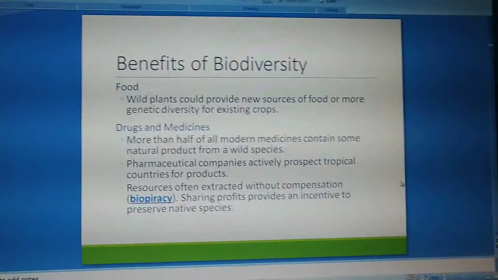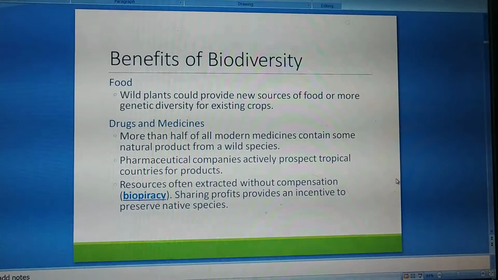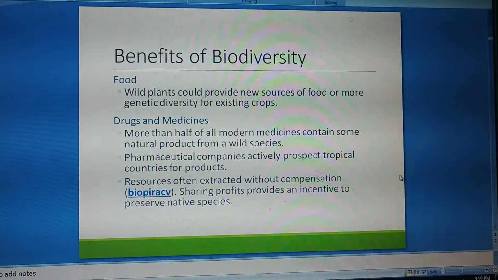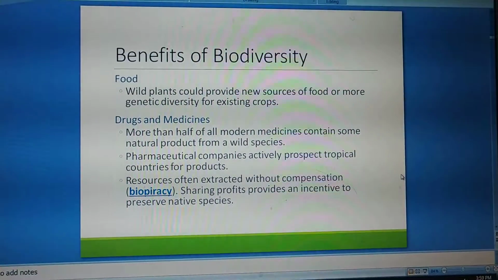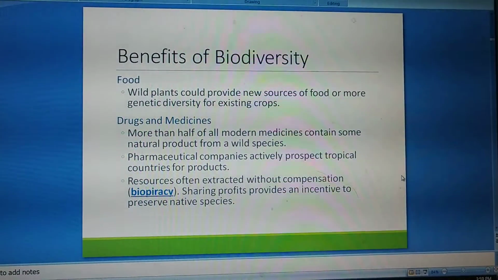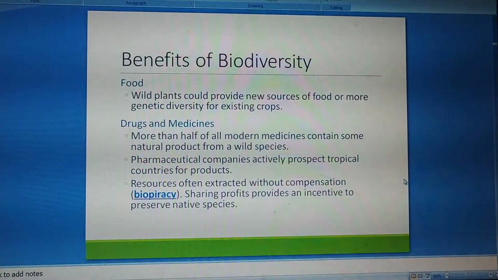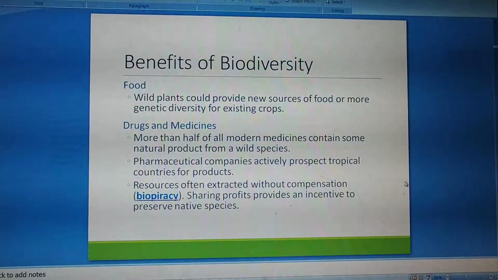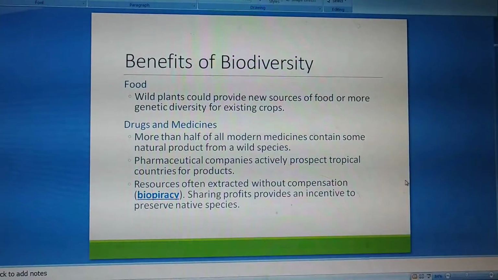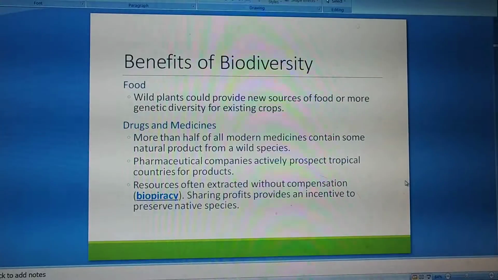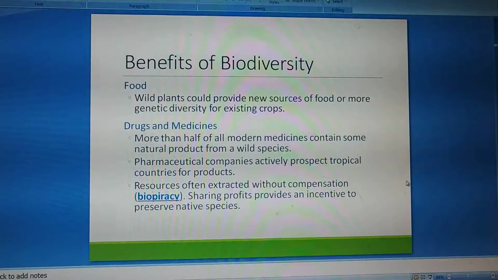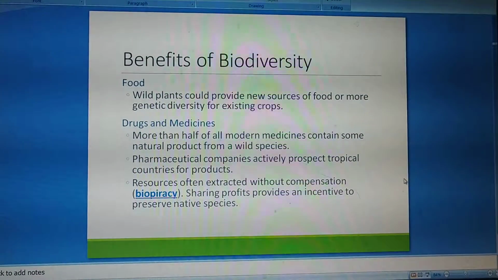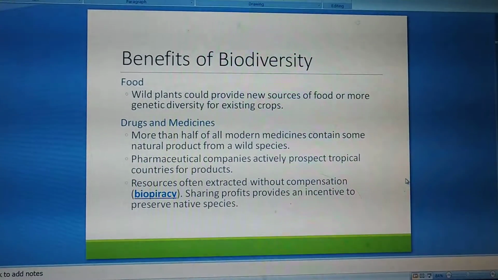Well, what are some benefits to having a lot of biodiversity? Well, first of all is food. Wild plants provide new sources of food, and they allow us to have more genetic diversity for existing crops. You guys don't know this, but the bananas that we eat now do not taste the same as bananas 30 years ago because it's a different type of banana. And the bananas we eat now are actually at risk of going extinct due to pathogens like the ones 30 years ago did, and they're in the process of breeding new bananas for us to eat.